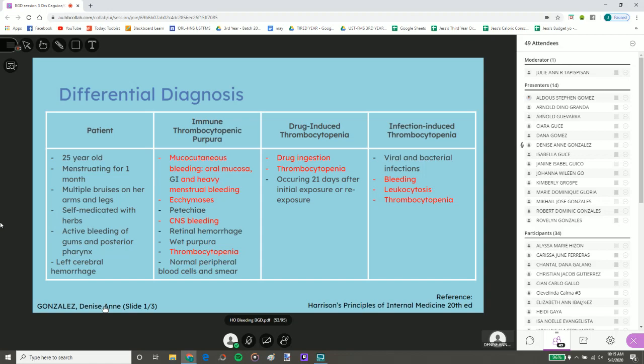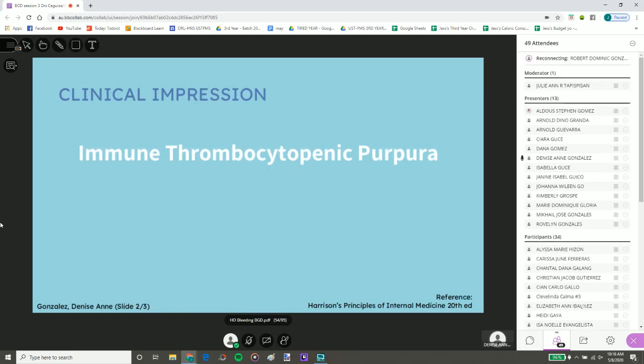Leukocytosis played a role in hemostasis to reduce the bleeding. In contrast to this, according to Williams, the leukocytosis seen in patients with infection-induced thrombocytopenia should be further screened for HIV, HCV, and HBV. Therefore, our primary diagnosis for this case is immune thrombocytopenic purpura.